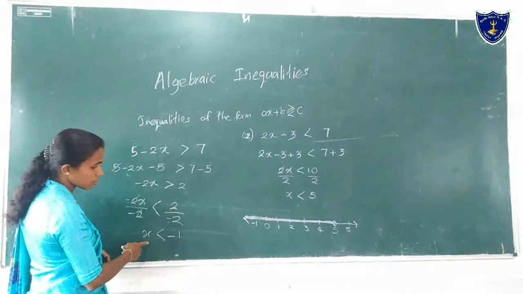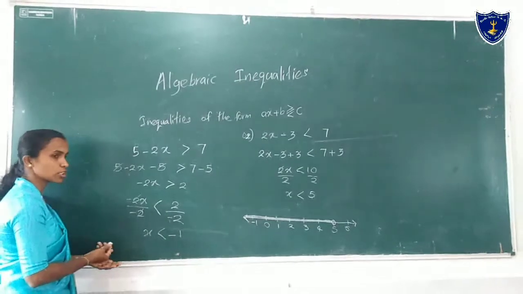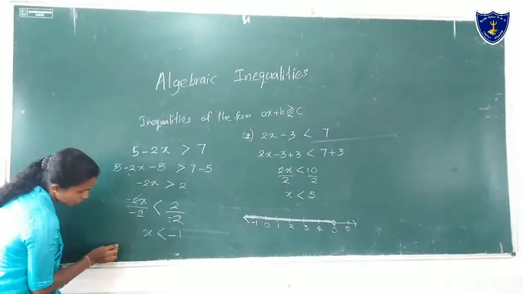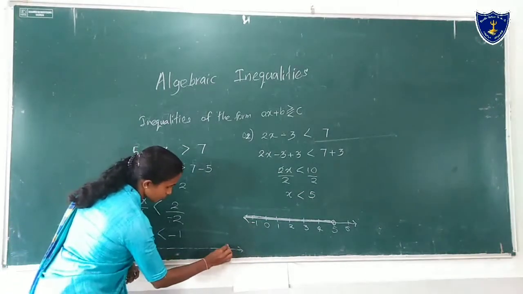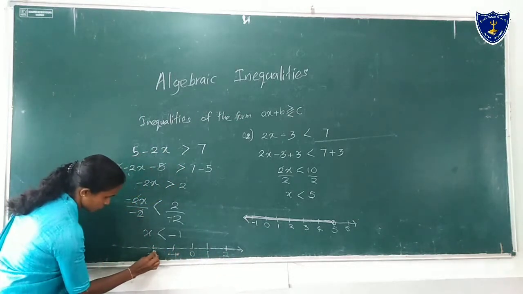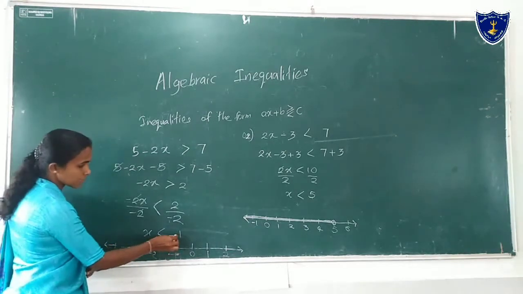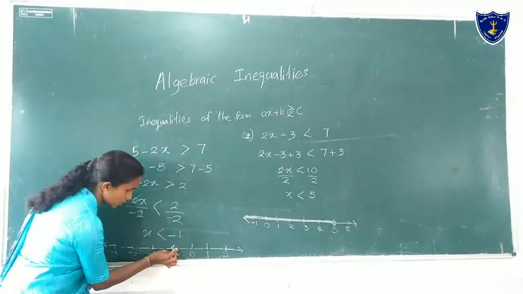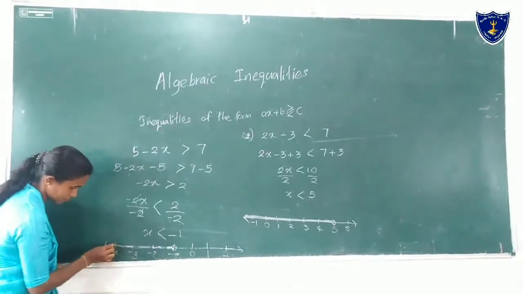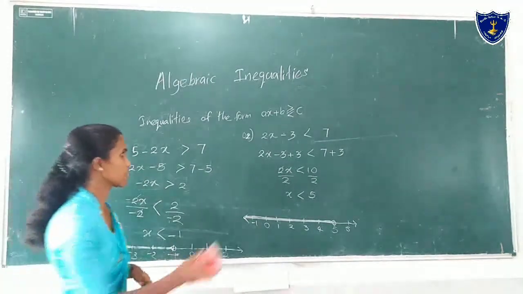What are the integral solutions? x < −1, then the integral solutions are −2, −3, −4, −5. These are the integral solutions. Now represent all the solutions on the number line. x < −1, you have to mark −1, and don't shade because x is not equal to −1. Okay, let's see another example.